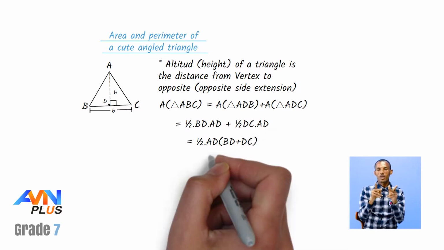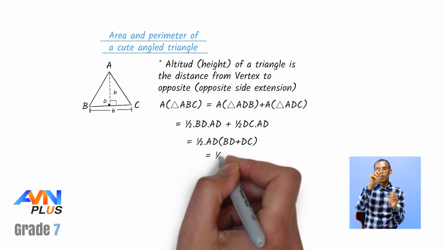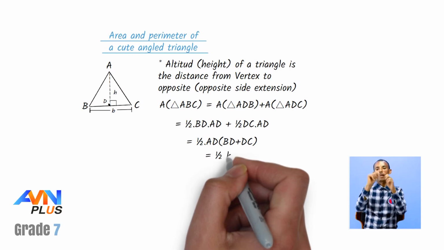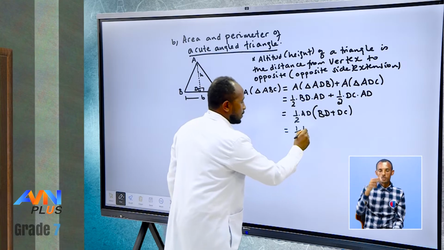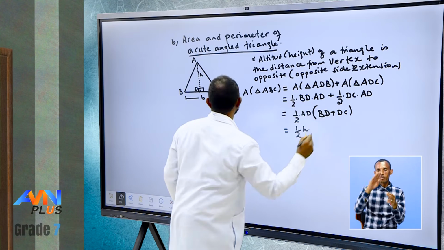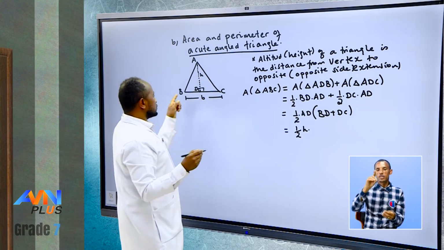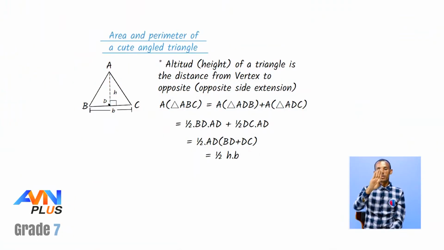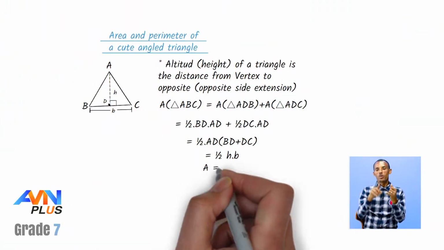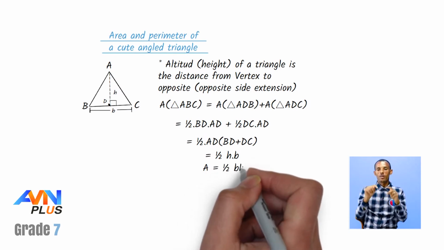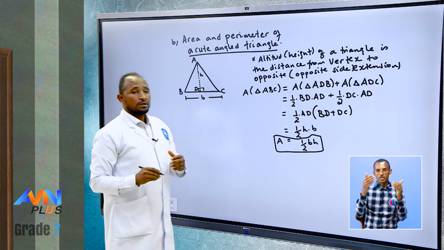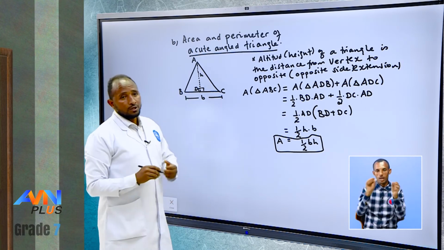Okay, so this will be equal to half times AD. AD is, we said, the altitude or height of the triangle, H, times BD plus DC. DC is the total length, it is the base. Therefore, this one is B. So finally you have this equation: area of a triangle is half times base times height. So this is the equation to calculate the area of an acute angle triangle.